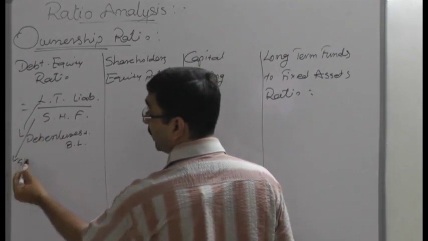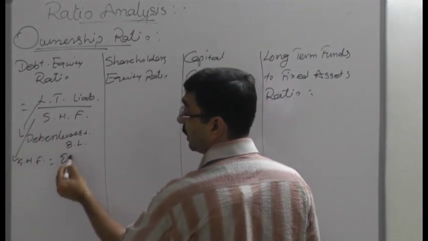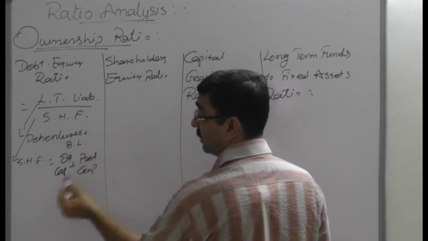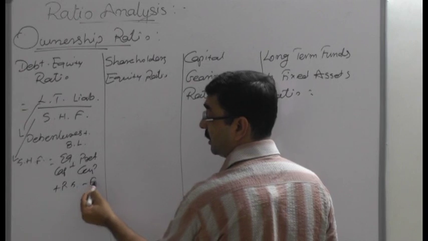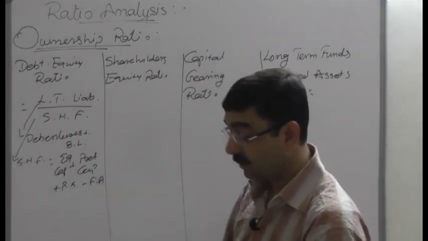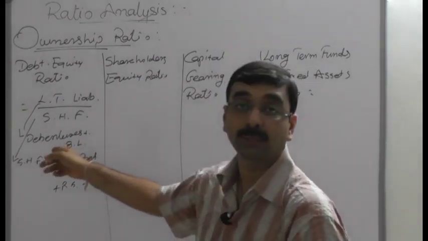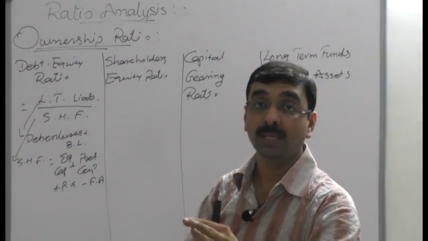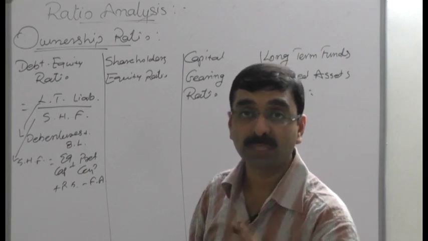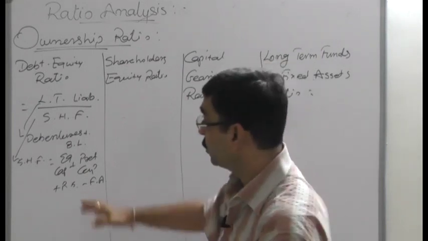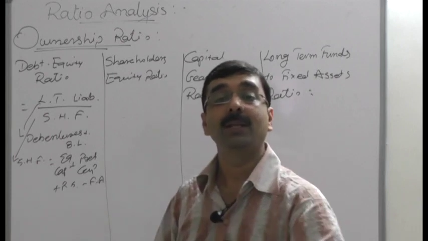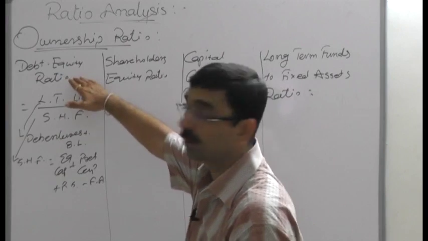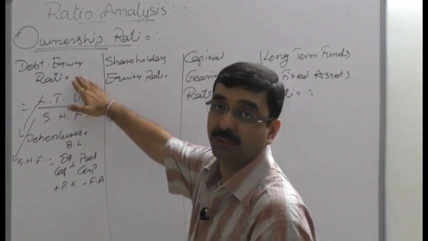Comparing to the shareholders fund, the shareholders fund formula is very simple: equity capital plus preference capital, reserves and surplus minus fictitious assets. So this shareholders fund is compared with the long-term liabilities to identify the proportion. If it shows a positive ratio or strength, it shows that enough amount is available in the business to meet all the long-term liabilities at the time of their maturity.